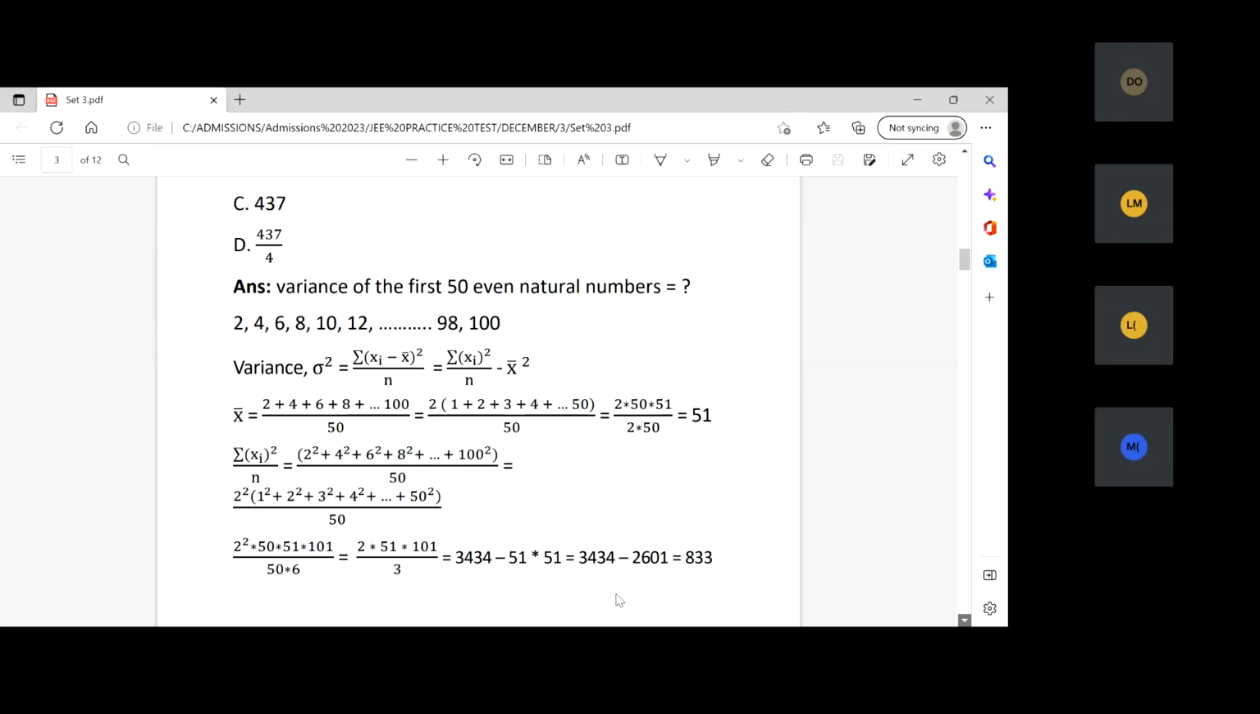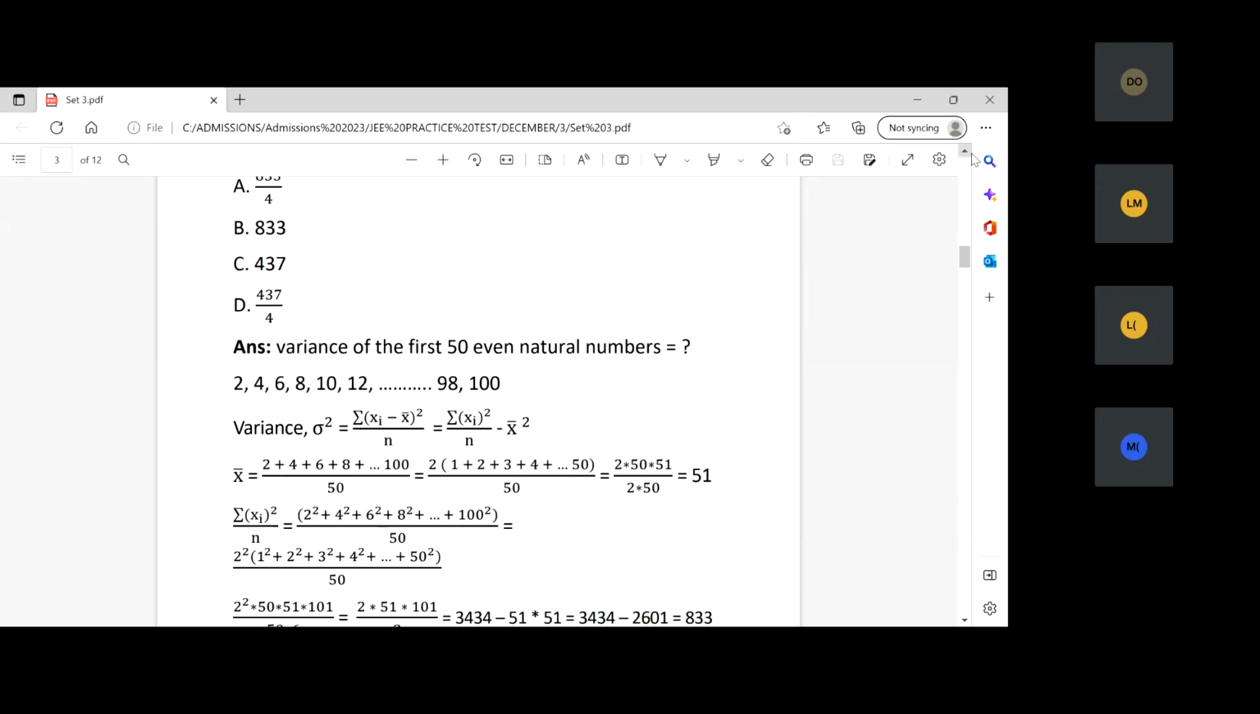So now applying the formula, this will be 3434 minus 51 square. So what is the answer? It is 833, which is, sorry, I think option B. I think somebody has typed in the chat box. Yes, some students have already received the answer. Okay, it's too good that a lot of students have received the answer.